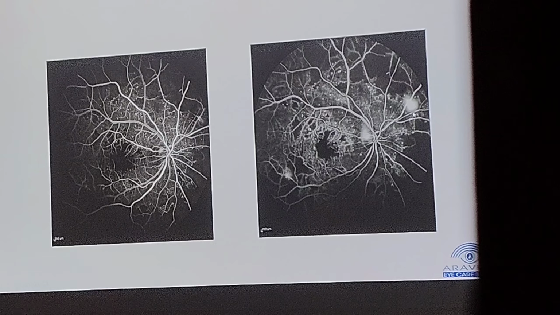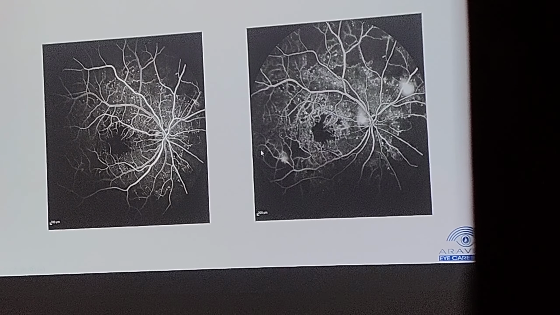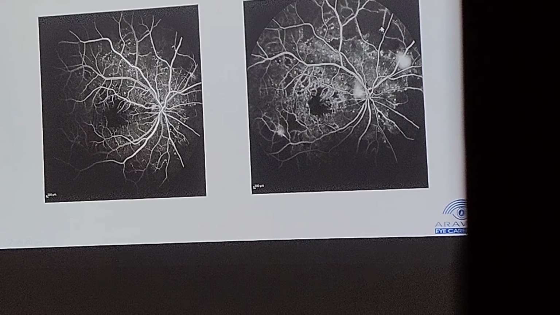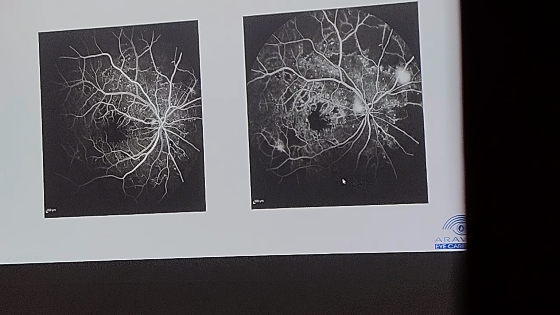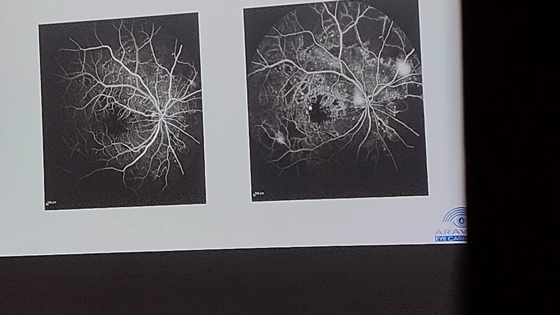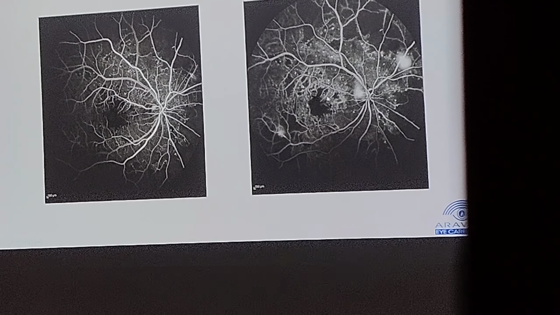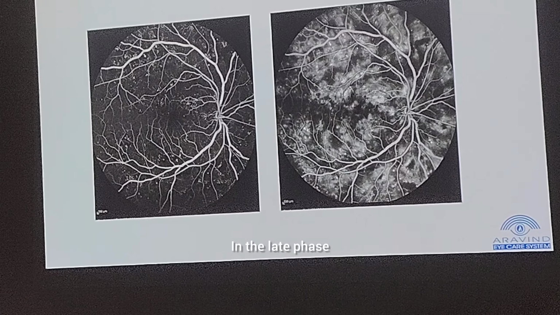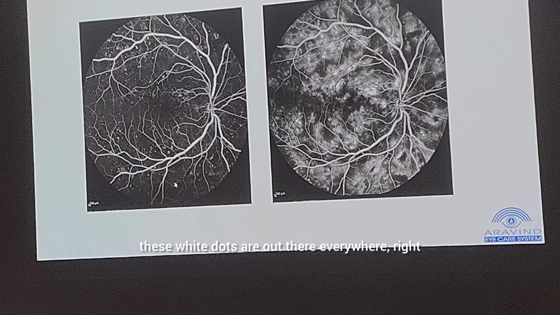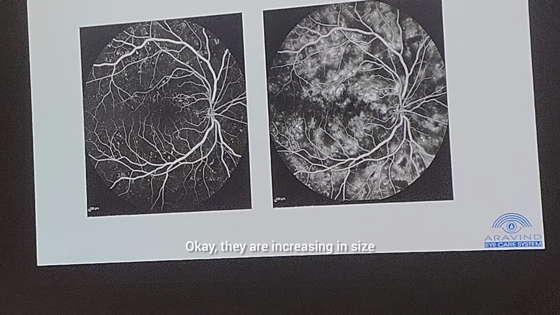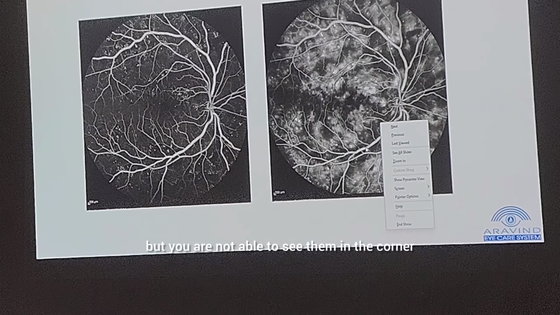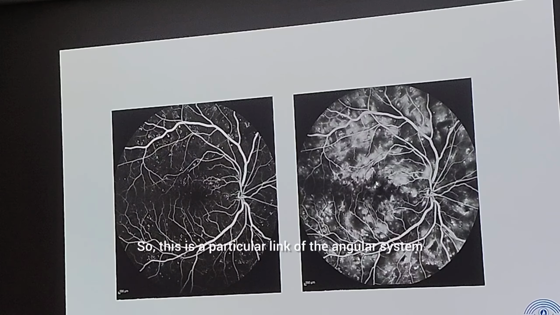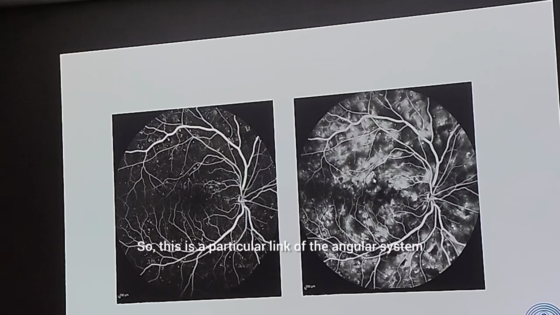Neovascular. Okay, and the abnormal vessels that are leaking in a case of proliferative retinopathy with capillary non-perfusion areas, this kind of areas, and macular ischemia causing wide irregular foveal avascular zone. Okay, then in the late phase, white dots are there everywhere, right? They are increasing in size and intensity in the late phase, but you are not able to see a cotton ball like black material. It is whitish.